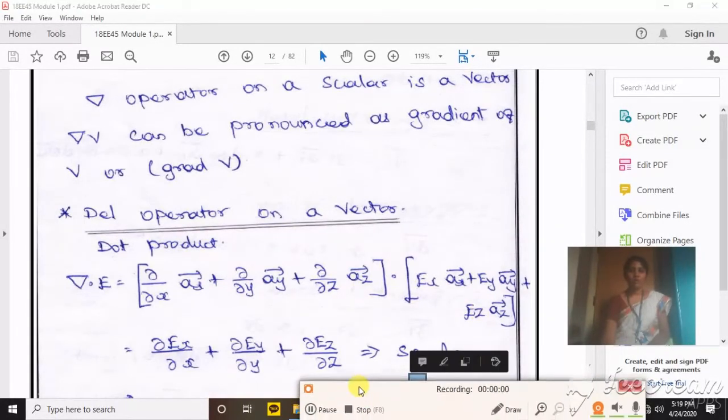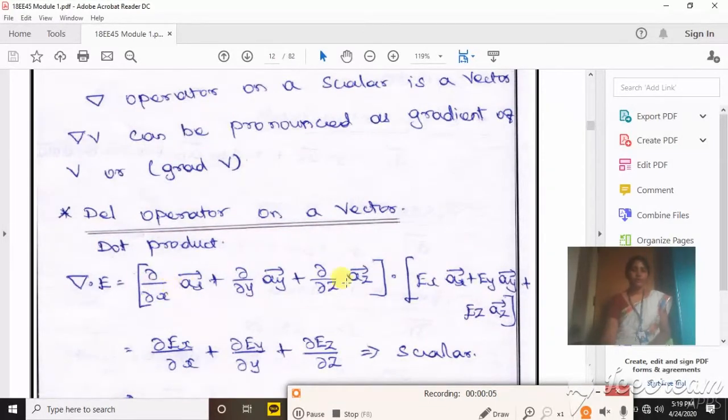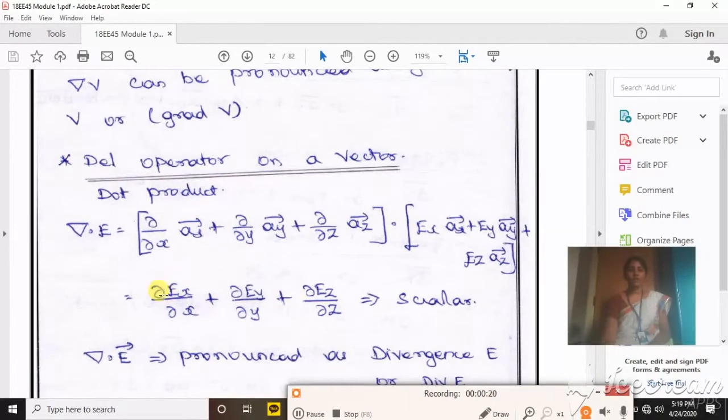Now coming back to the next one. After this, when you multiply these two, the dot product: ax dot product with ax is equal to 1, ax dot product with ay is going to be 0, ax dot product with az is going to be 0. So when you do a dot product between these two terms, finally you will get dou Ex by dou x plus dou Ey by dou y plus dou Ez divided by dou z. It is going to be a scalar quantity.